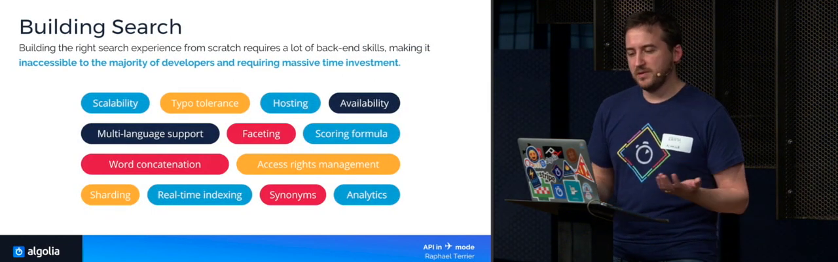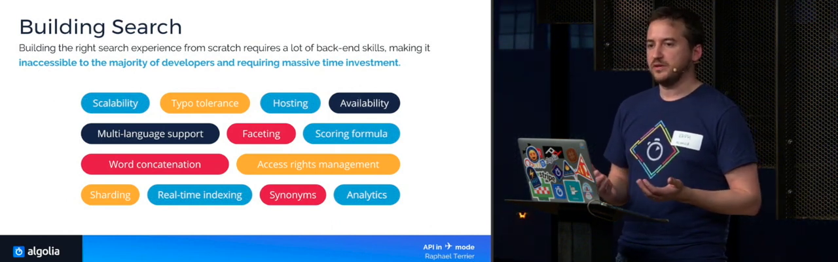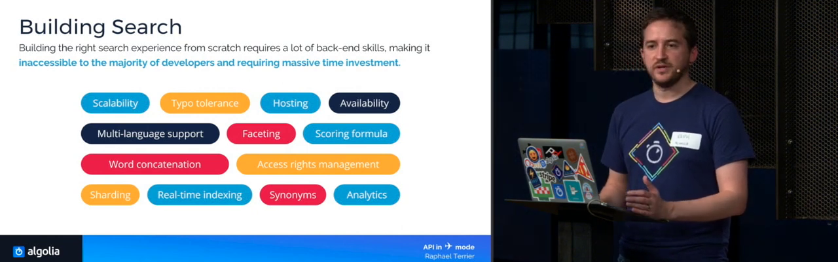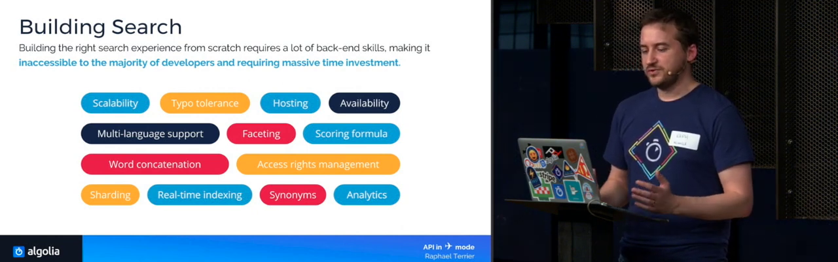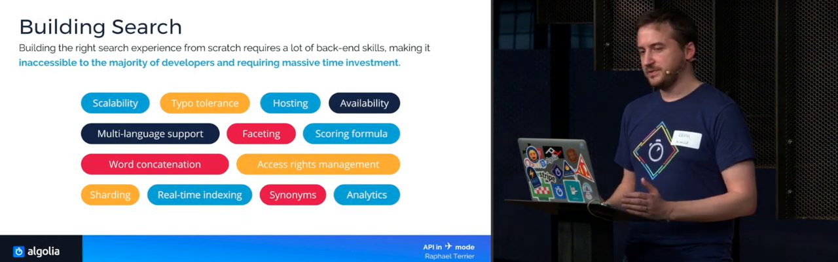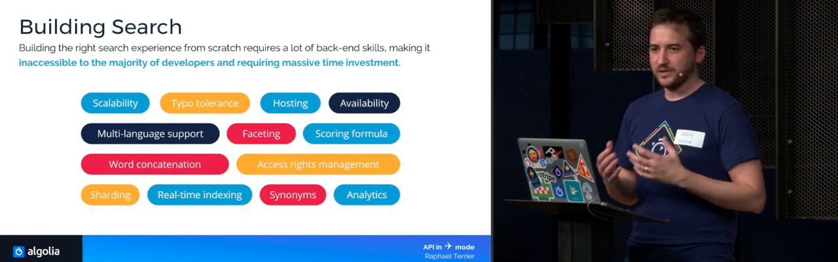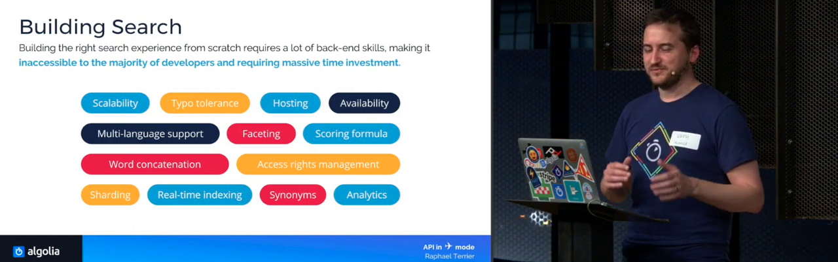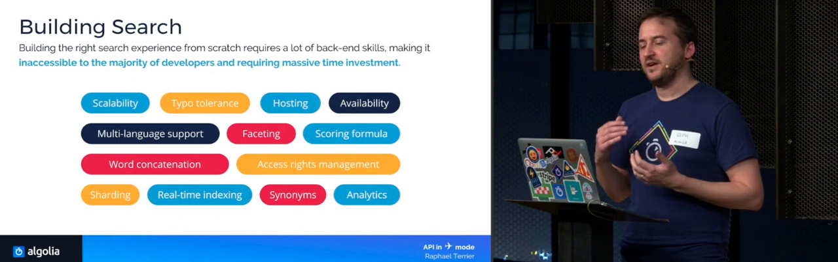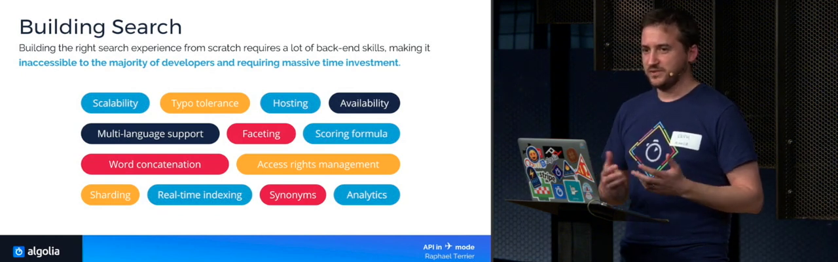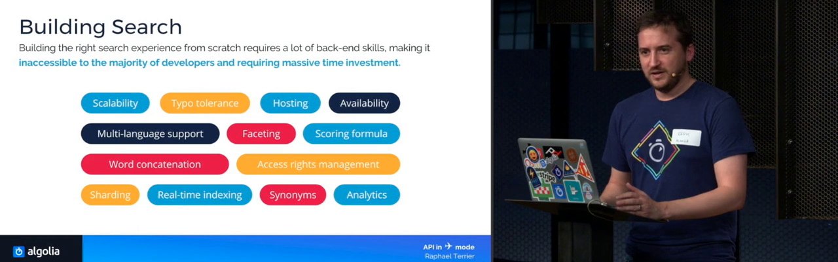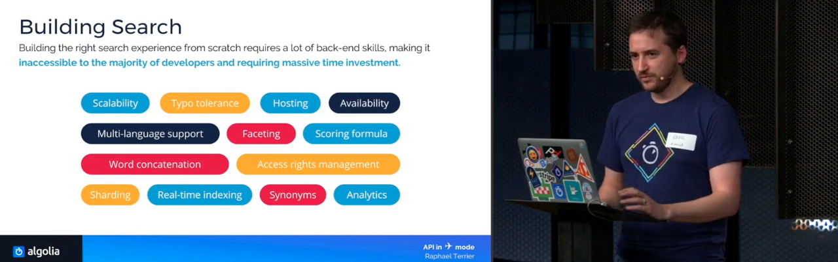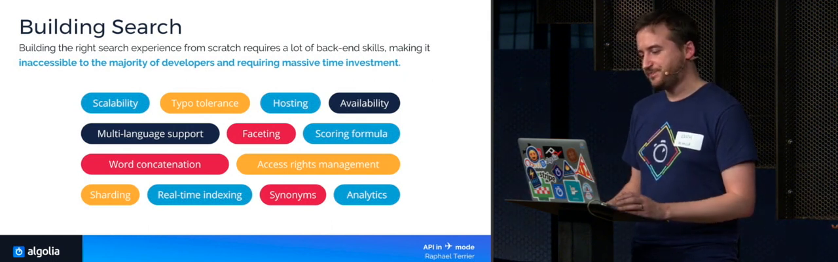So first, why should a developer use an API instead of building his or her own solution? There are many tools and solutions in the open source world, but actually being able to provide a really good search experience is tough. It requires a lot of different skills, from the infrastructure and the backend to the solution itself, which are pretty complex. So from scalability, sharding, synonyms, or typo tolerance, all those are required to make a really good search experience.